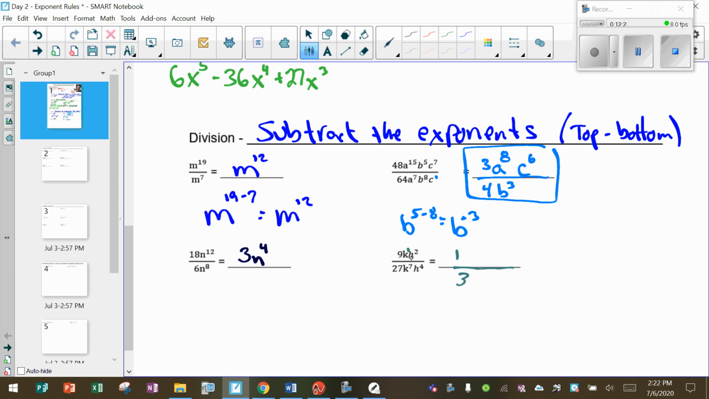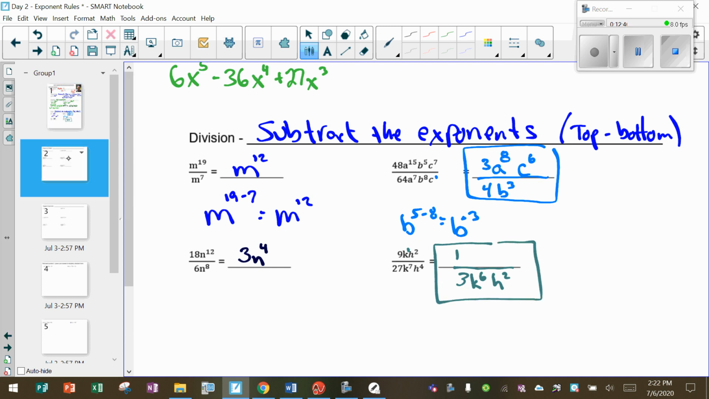K1 minus K7 leaves us with K to the negative 6. So that tells us to put it in the denominator. The exponent of 2 on the H minus the exponent of 4 on the H, again is negative, tells us to put it in the denominator. All right, so there's most of the rules.